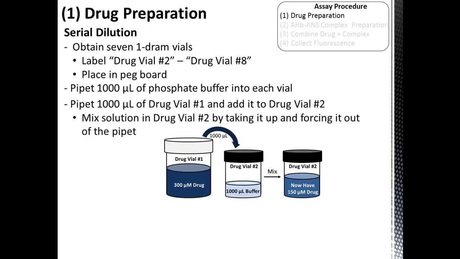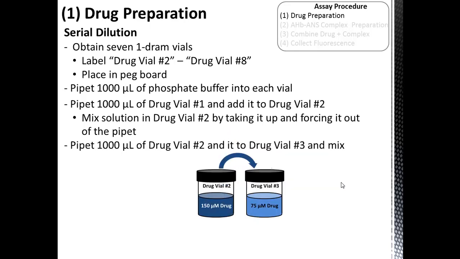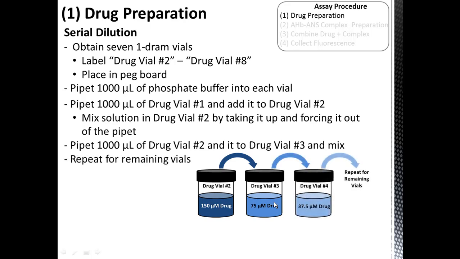Okay? Take 1,000 microliters from drug vial 1 and micropipette it into drug vial 2. This already has 1,000 microliters of buffer, so by doubling the total volume, we've now performed a 2-fold dilution. Okay? So we've diluted our original drug now. Do this and mix the solution by just simply taking it up and forcing it out of the micropipette a few times, but then you just repeat this process. Okay? Take 1,000 microliters from drug vial 2, add it to drug vial 3, take 1,000 microliters from drug vial 3, add it to drug vial 4, and so forth.